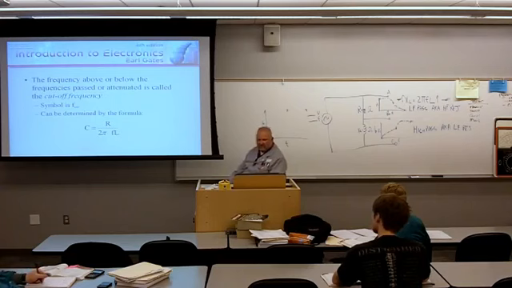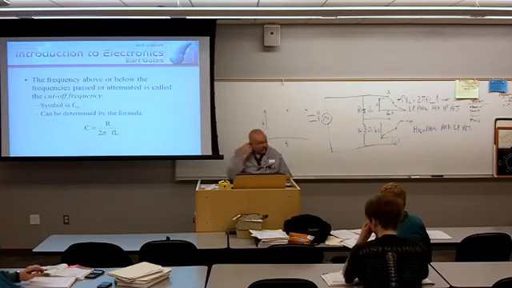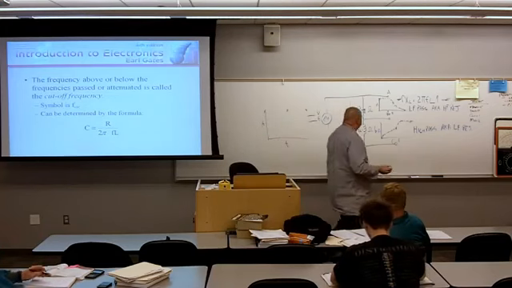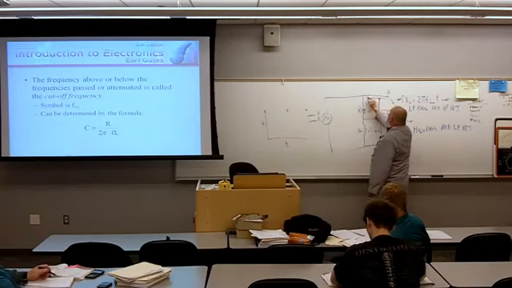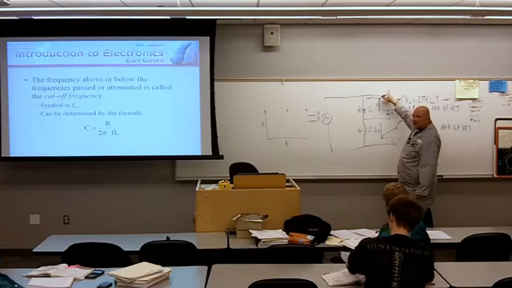This program doesn't like these fonts sometimes, it gives me goofy ones. This should be FCO right here. Frequency of cutoff is the resistance of the circuit divided by 2 pi L. And that cutoff frequency that we're talking about, remember this 100% right here? Frequency of cutoff is actually going to occur where?